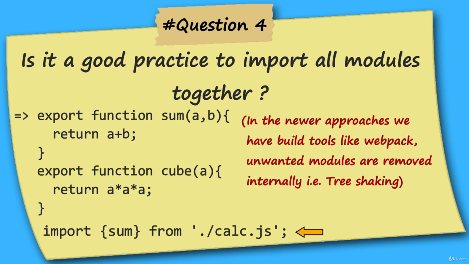In the newer approaches where we have build tools, there might be unwanted modules removal happening internally. That is basically tree shaking. But that doesn't happen when you are working without any build tool. You are just working with HTML and JavaScript, that is the core approach. Then you have to take care whether you need the module in that particular page or file or not.